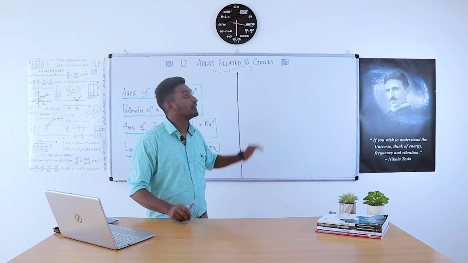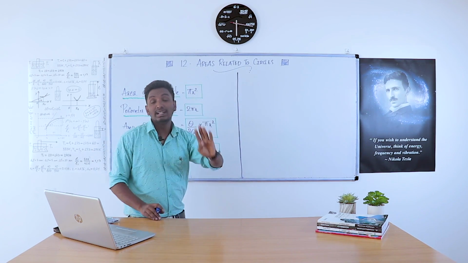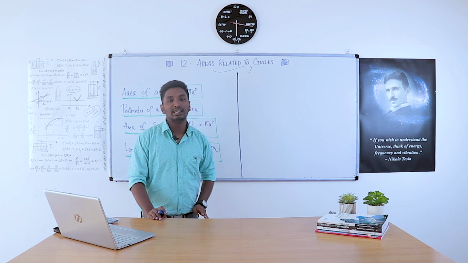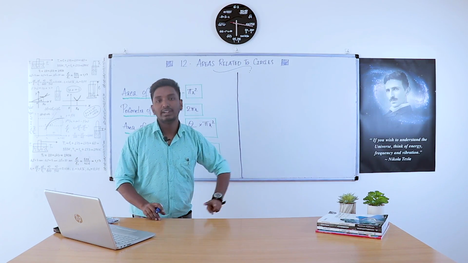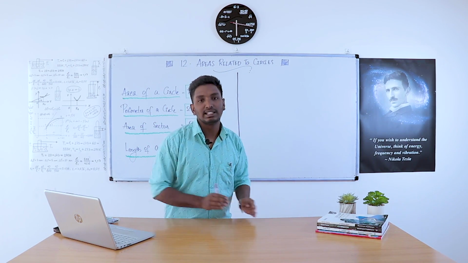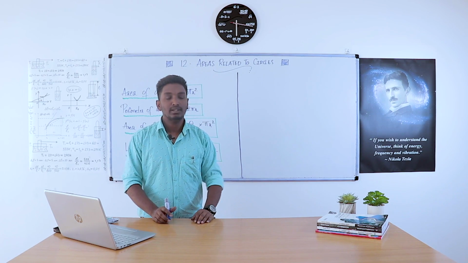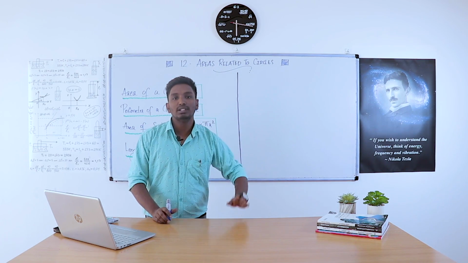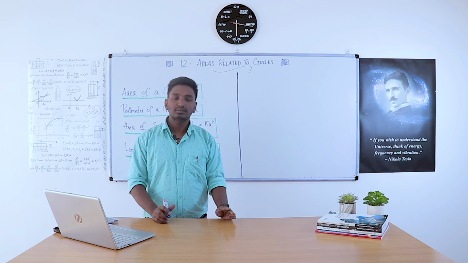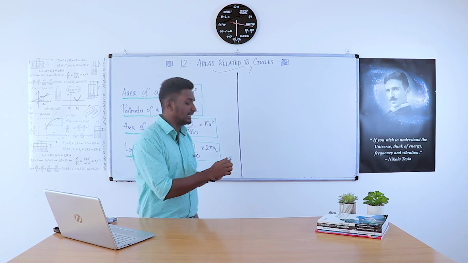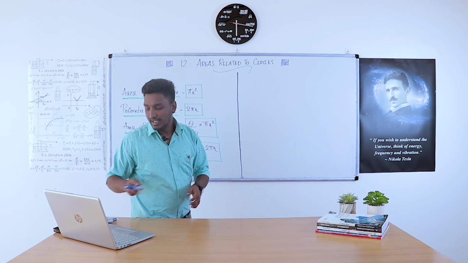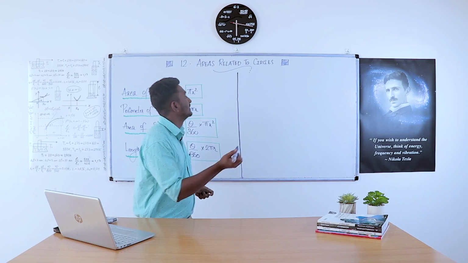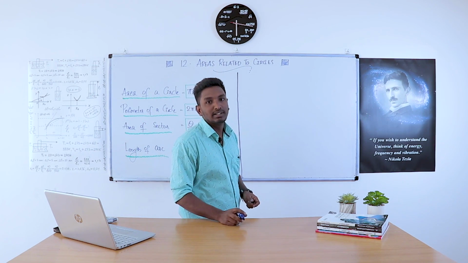In that chapter I explained these terms deeply. Now in this chapter we are just discussing areas related to circles. Two equations you need to study: area of a sector and the length of an arc. Based on these equations we are doing all the problems in this chapter. So just for a recollection, I am explaining what a sector is, what a segment is, what an arc is.